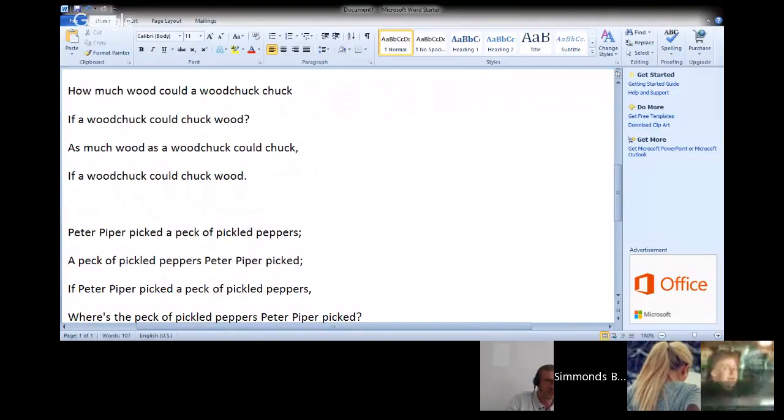How much wood could a woodchuck chuck if a woodchuck could chuck wood? As much wood as a woodchuck could chuck if a woodchuck could chuck wood. Otherwise the sentence doesn't actually make sense if you don't put the stress and intonation on the right words. The words are difficult enough, and I think what makes it a particularly difficult tongue twister is to also still make sense of it.